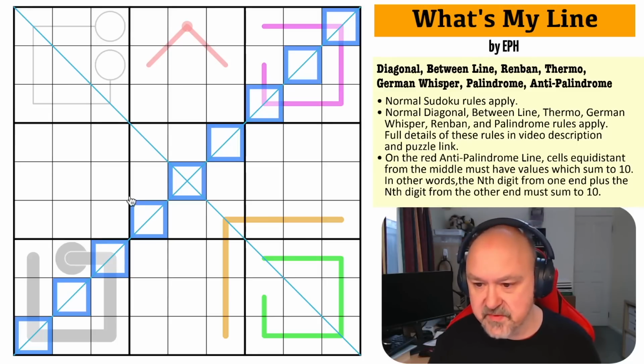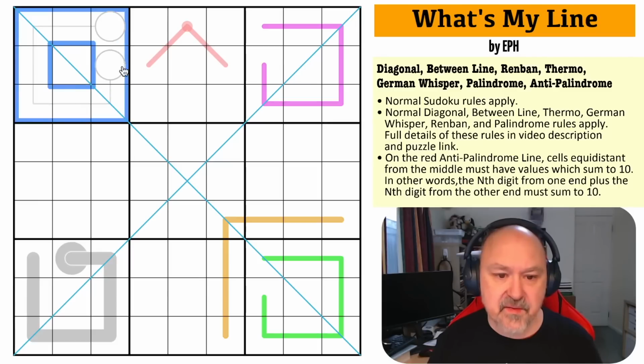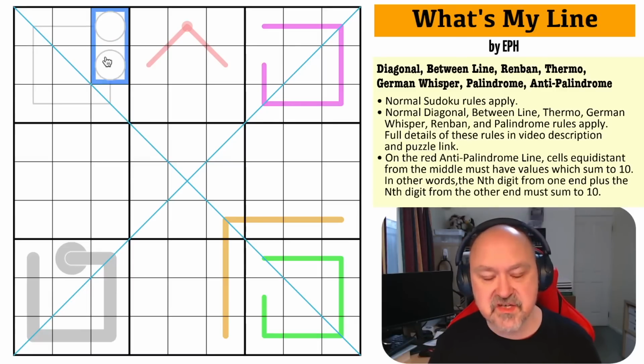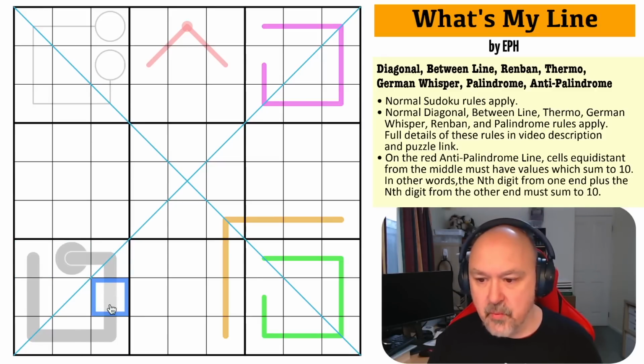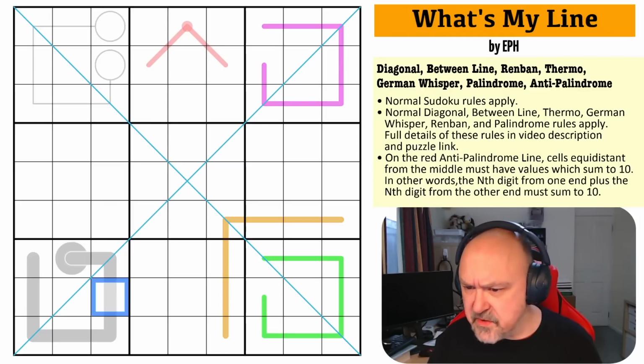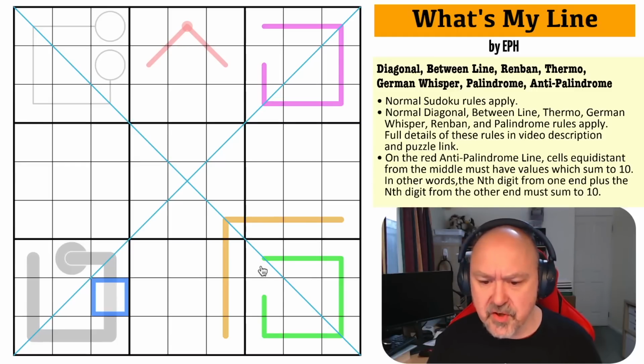In box 1, we have a between line, and the digits that are placed on the line must be strictly between the digits placed in the circles at the end of the line. We have a thermo. Along this thermo, digits must strictly increase from the bulb to the tip. So this will be higher than this will be higher than this will be higher than this. We have a German whisper line. I'm just noticing, I know it's there, but it's in a weird place. Along this German whisper line, adjacent digits must have a difference of at least 5.